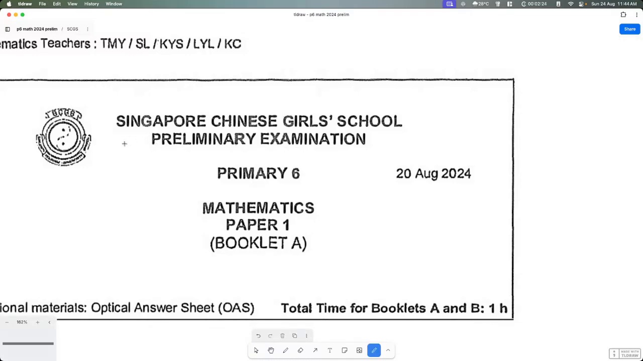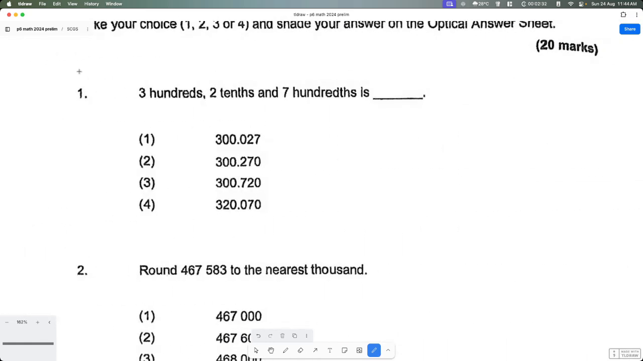In this video, we're going to go through the Singapore Chinese Girls' School Preliminary Examination, Primary 6 Mathematics, Paper 1. So let's get started. Question 1 says: 3 hundredths, 2 tenths, and 7 hundredths is.